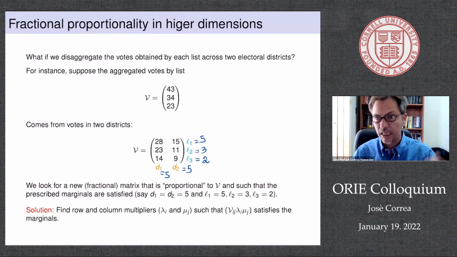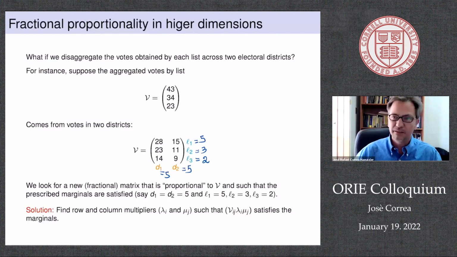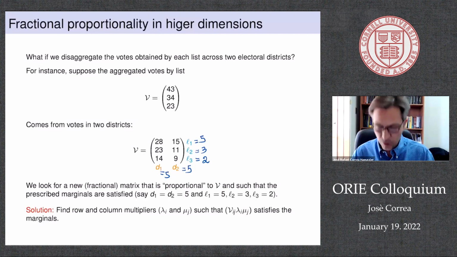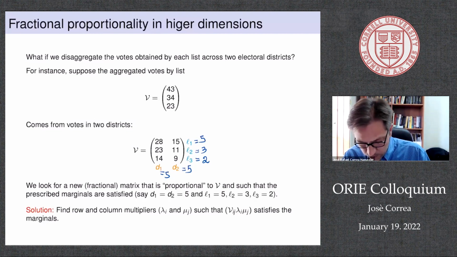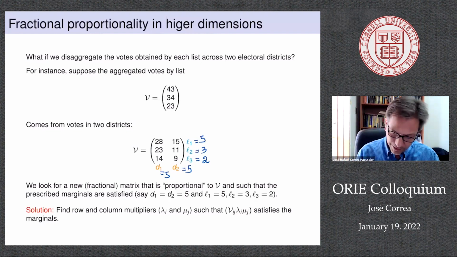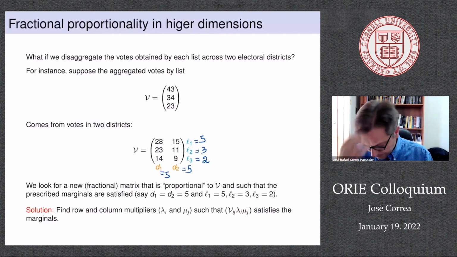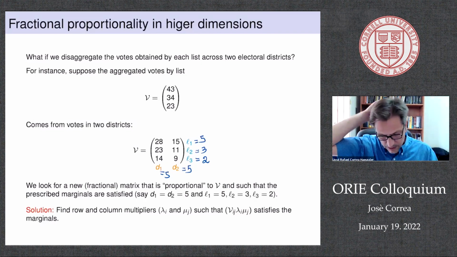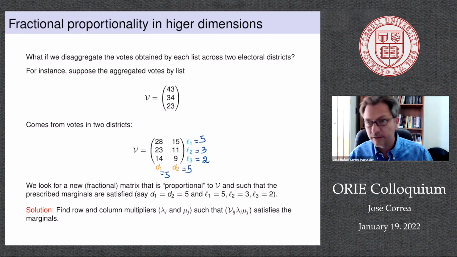Because this is what our aggregate vector tells us, right? So in most systems, you would run separate elections, one for the first district, one for the second district, and see whatever you get there. But when you have many districts, all these errors start to add up, and you end up having large errors in the end. So now we don't want this. So we're now looking for a new matrix that is proportional to the vote matrix, but satisfying that the marginals are exactly what they have to be. So 5 and 5 for every district, and 5, 3, 2 for the parties.